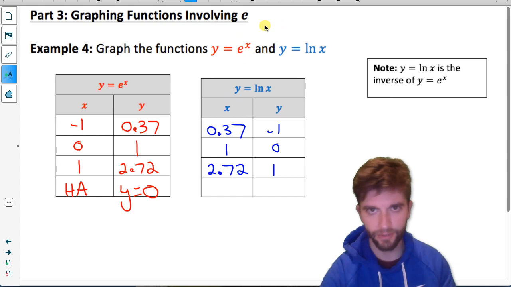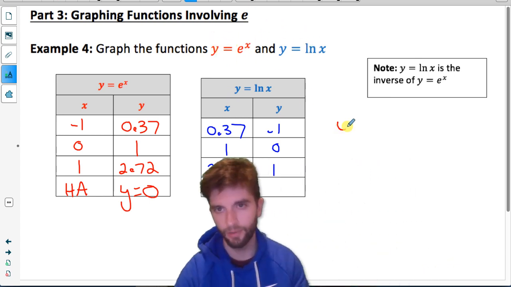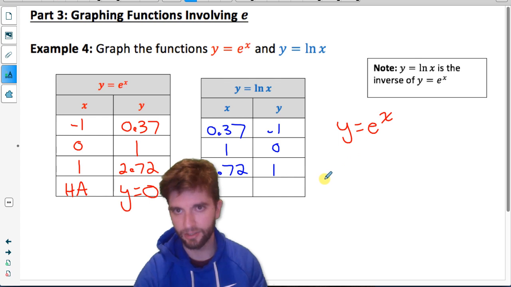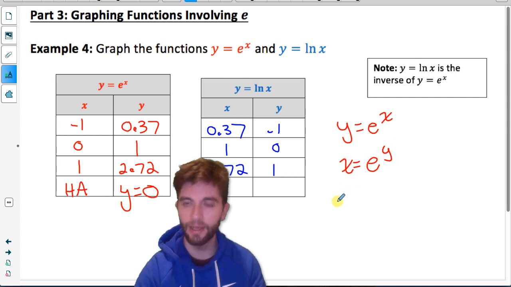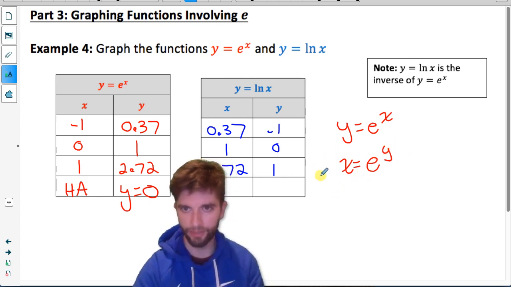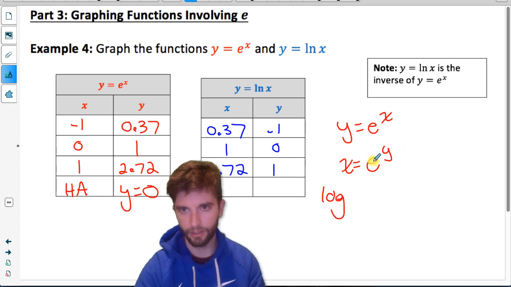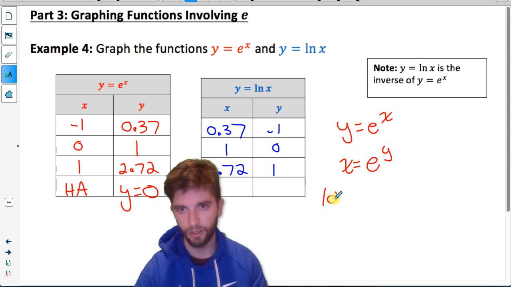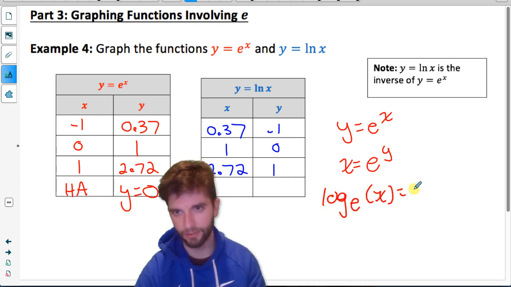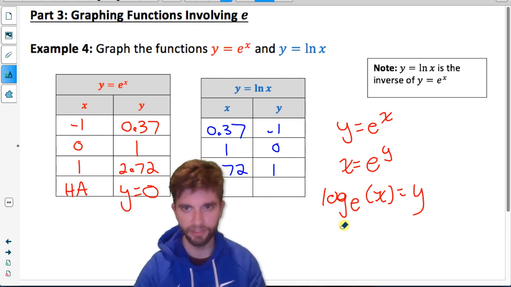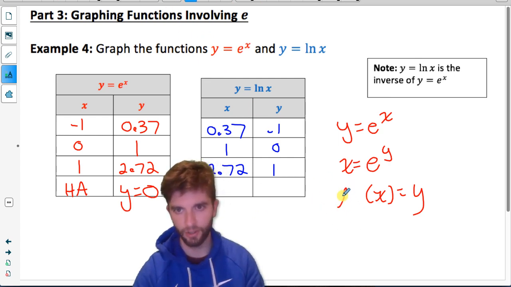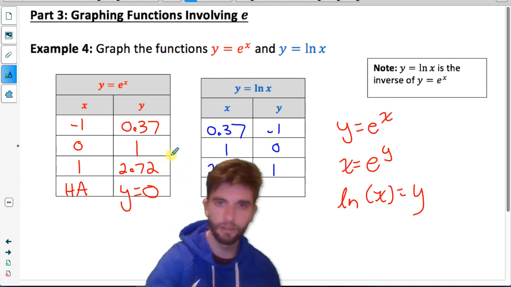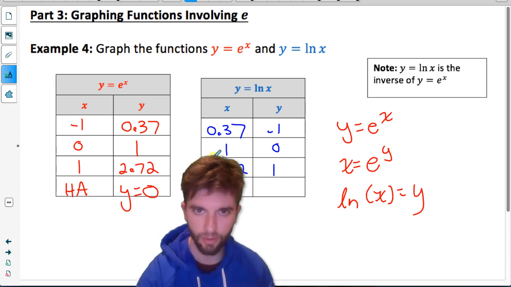Do you remember how to find inverse functions? Let me just prove to you they're inverses of each other. Let's find the inverse of y equals e to the x. Well, the inverse functions have x and y swapped, so algebraically we swap the x and y, and then we isolate the y. So I would rewrite this in logarithmic form. So log of that base with that argument would equal that exponent. So log base e of x equals y. And log base e, that's just ln. So the inverse of e to the x is ln x. That's why the x and y coordinates are just swaps of each other.